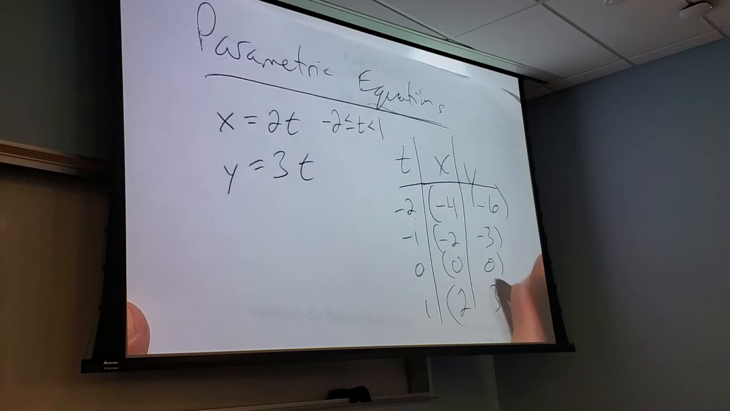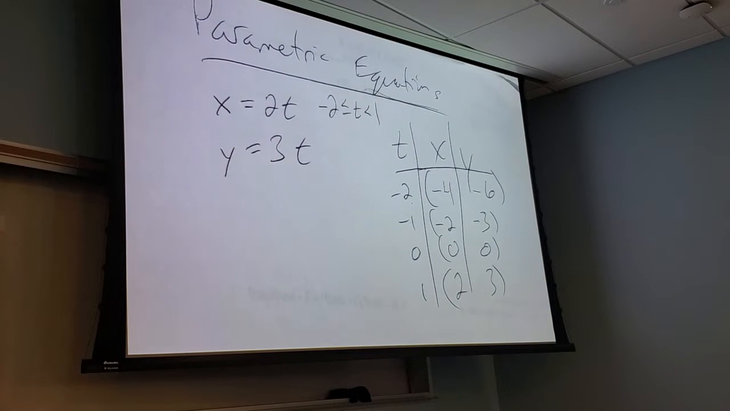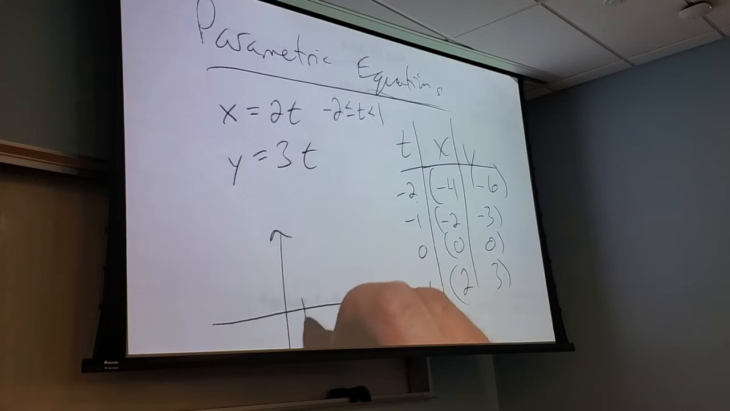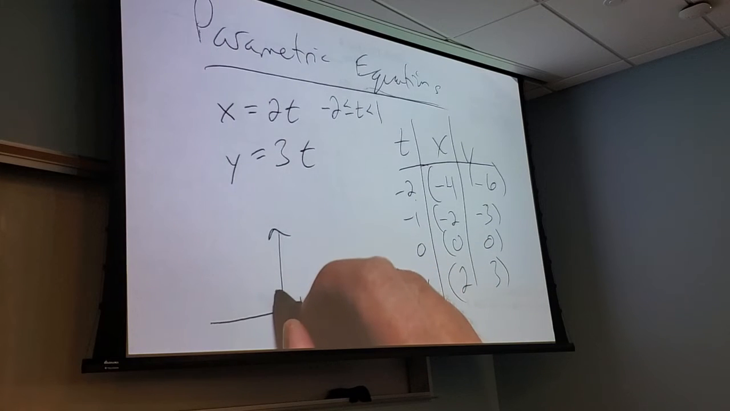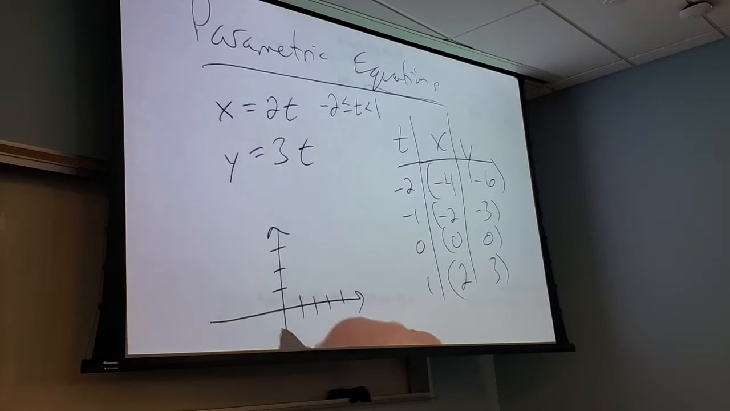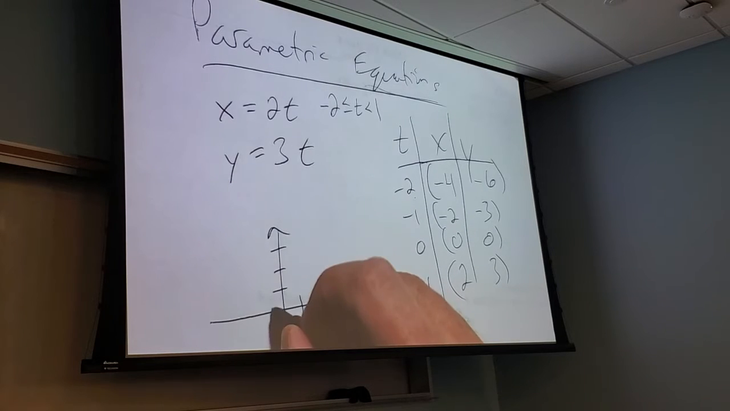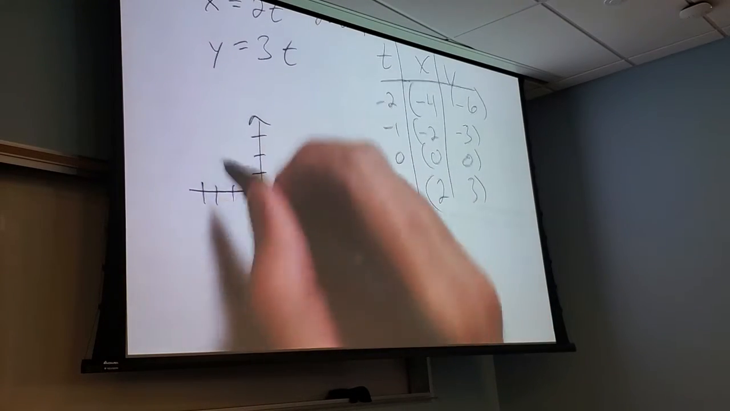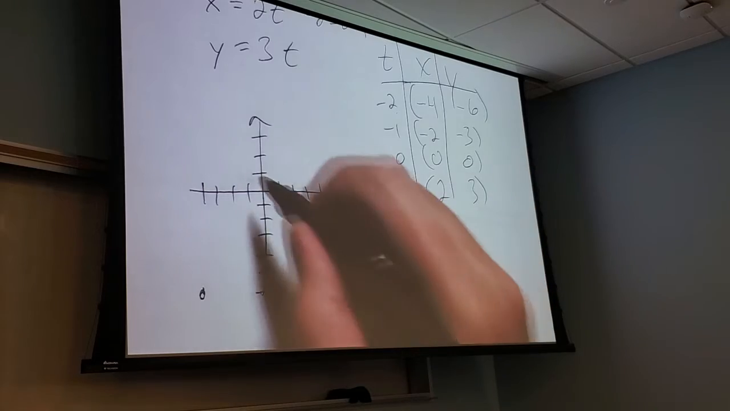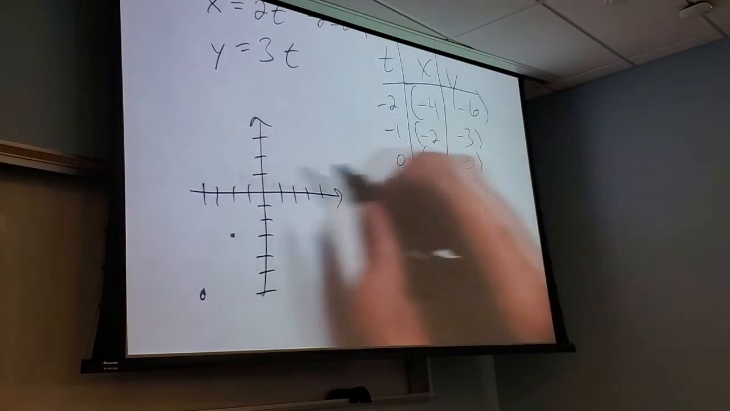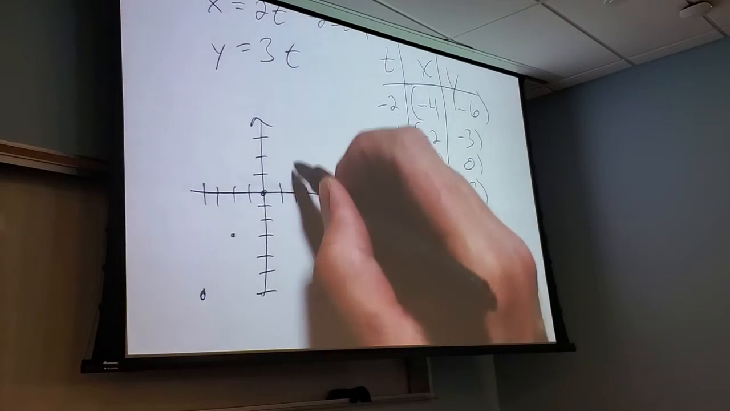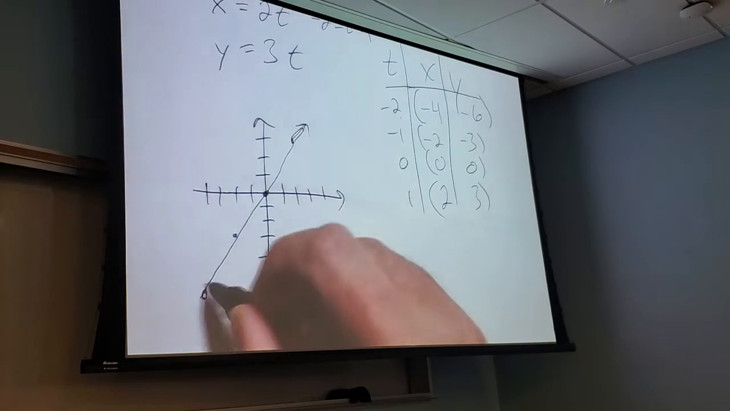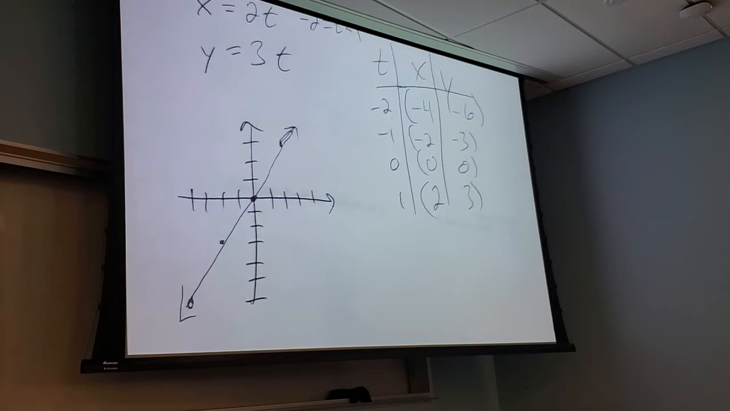We've just created 4 points, right? Let's plot those points. So I want (-4, -6), (-2, -3), (0, 0), and (2, 3). So I get this nice straight line. Kind of a boring first example, but I just want us to get the idea.